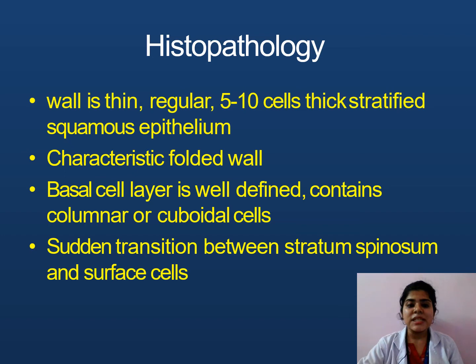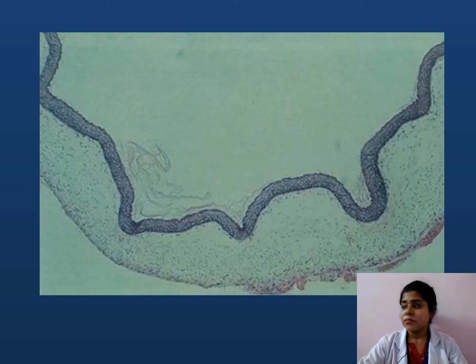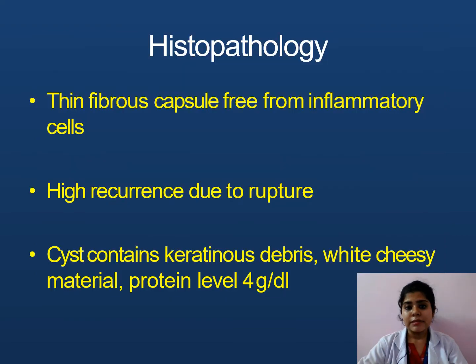Histopathology: the wall is thin, regular, with 5 to 10 cell thick stratified squamous epithelium and a characteristic folded wall. The basal cell layer is well defined and contains columnar or cuboidal cells. There is a sudden transition between the stratum spinosum and the surface cells. A thin fibrous capsule is free from inflammatory cells, with high recurrence due to rupture. The cyst contains keratinous debris with cheesy material, with a protein level of about 4 grams per dl.